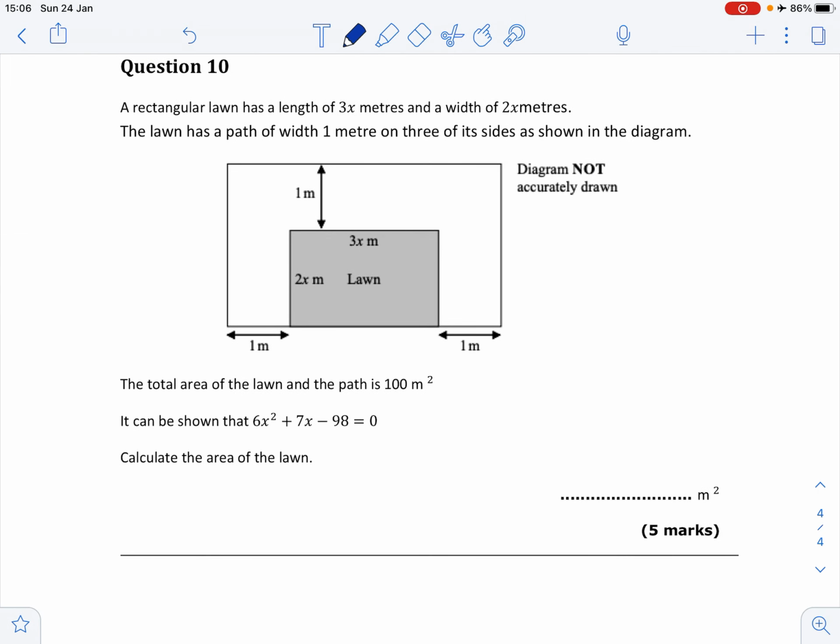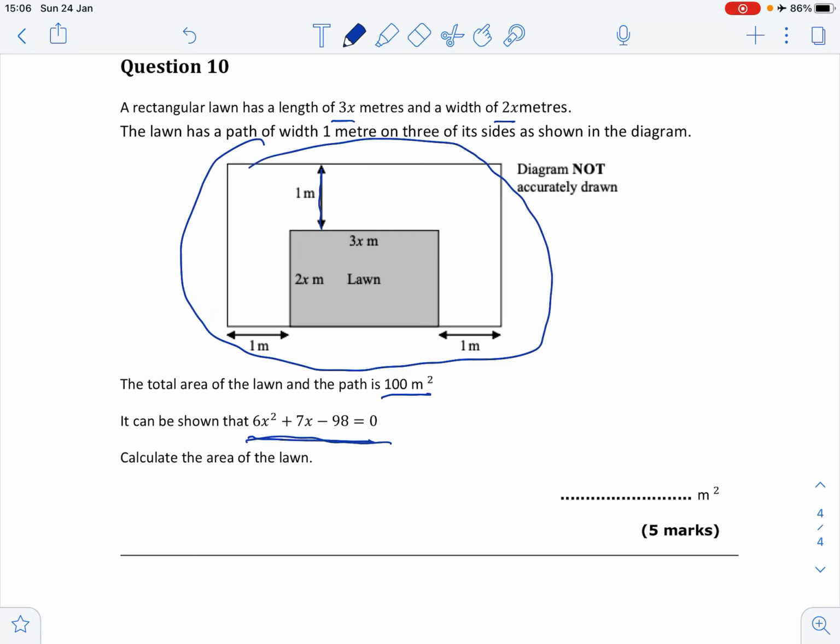And the last question, question 10. So a rectangular lawn has the length 3x and a width of 2x. So the lawn has a path of width of 1 meter on 3 of the sides shown in the diagram. So the total area of the lawn and the path is 100 and can be shown in here. So we know the total area here is this. So we can find out the value of x.